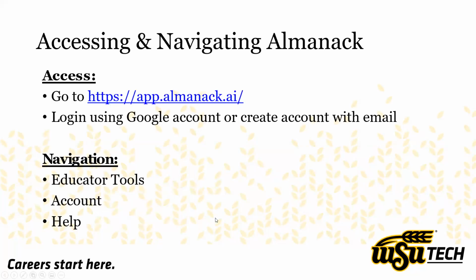All right, so how do you access and navigate Almanack? First of all, you go to the website app.almanack.ai. You can Google "Almanack AI." It's spelled a little bit different from the regular one, with a K at the end, like Farmer's Almanack, right?